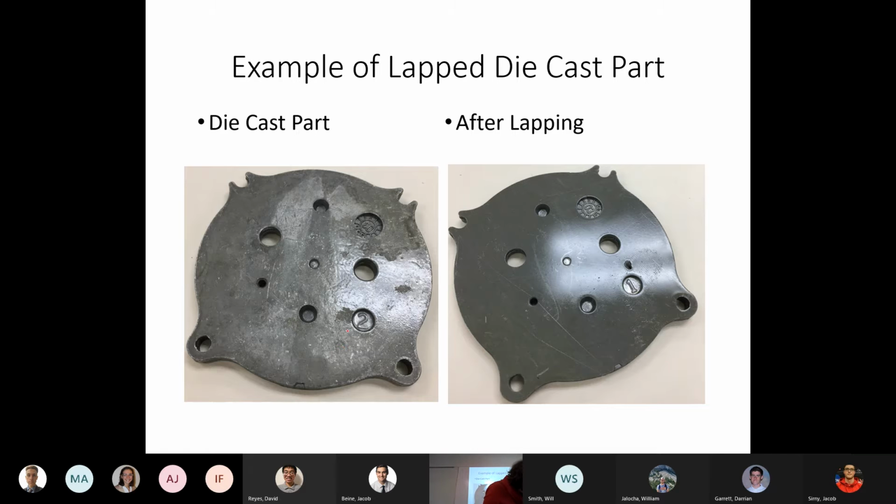Here is a die cast part, and then it has been lapped. Now these parts were coated with a clear coat. So we have to take into account we're not looking at the direct surface because of the clear coat, but we can see that it is a much smoother finish from the original die cast part. So this particular surface was lapped, and then I believe it's coated after that.